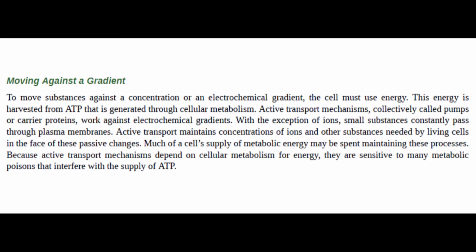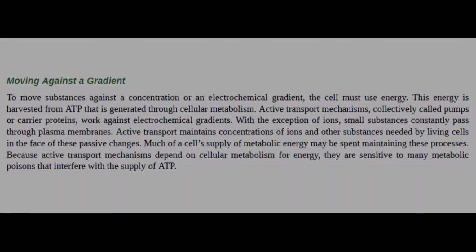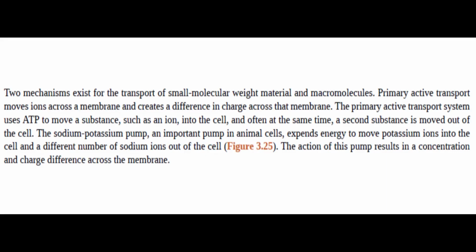Because active transport mechanisms depend on cellular metabolism for energy, they are sensitive to many metabolic poisons that interfere with the supply of ATP. Two mechanisms exist for the transport of small molecular weight material and macromolecules. Primary active transport moves ions across a membrane and creates a difference in charge across that membrane.